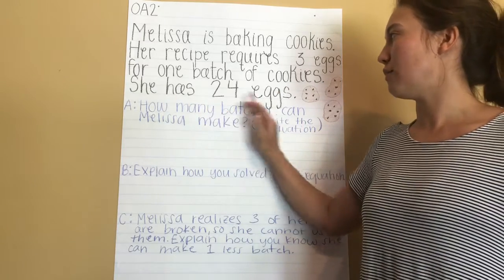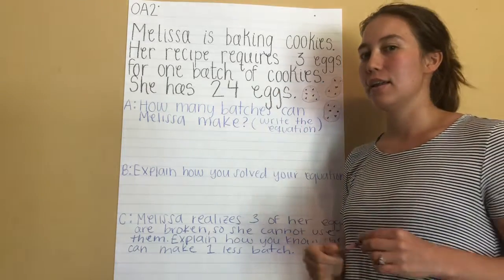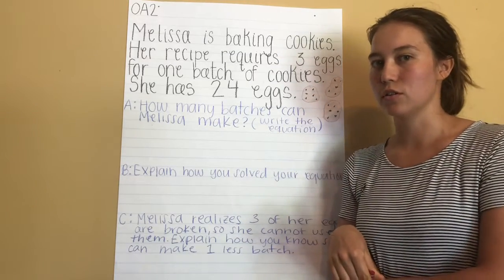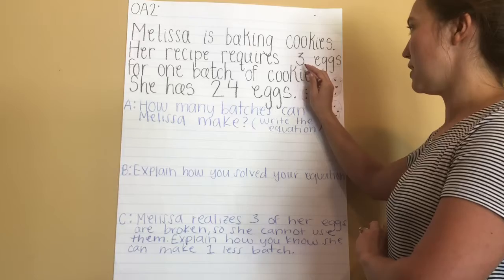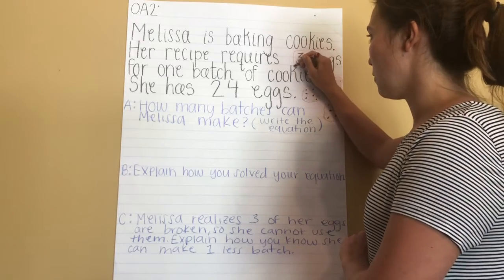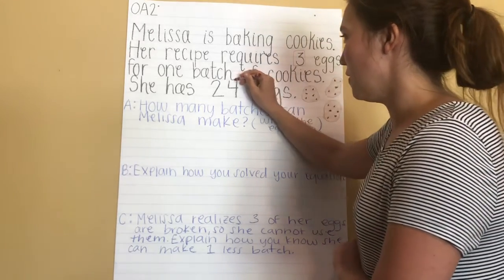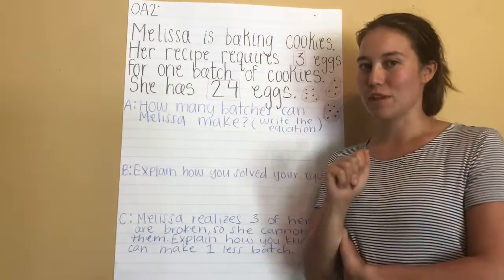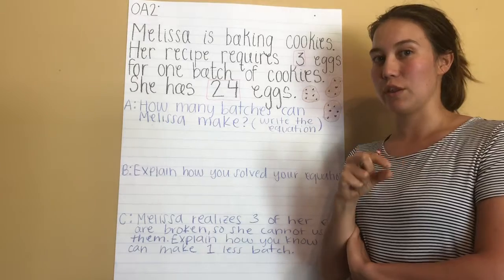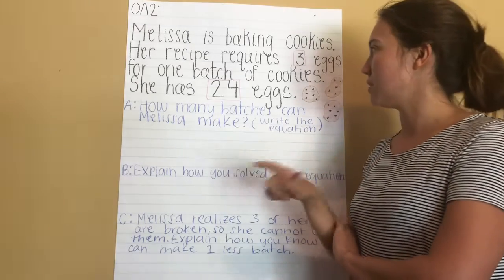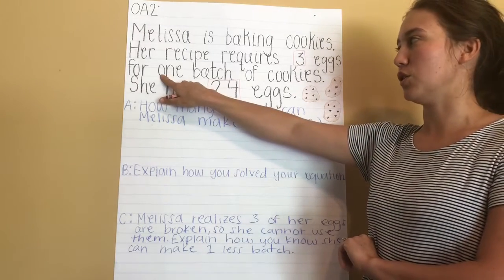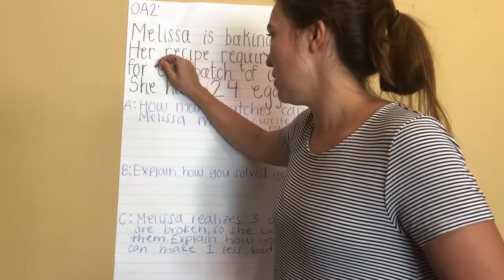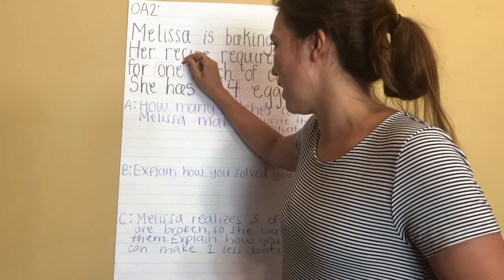She has 24 eggs. Now, one of the things that we do a lot in class is we look for the numbers first. So it's probably easy to see this number, 3, and this number, 24. But there's a number that we're missing, and this is why it's so important that we read carefully. Because if you read carefully, you see this word, 1. It's written in word form, but that's also a number that we have.